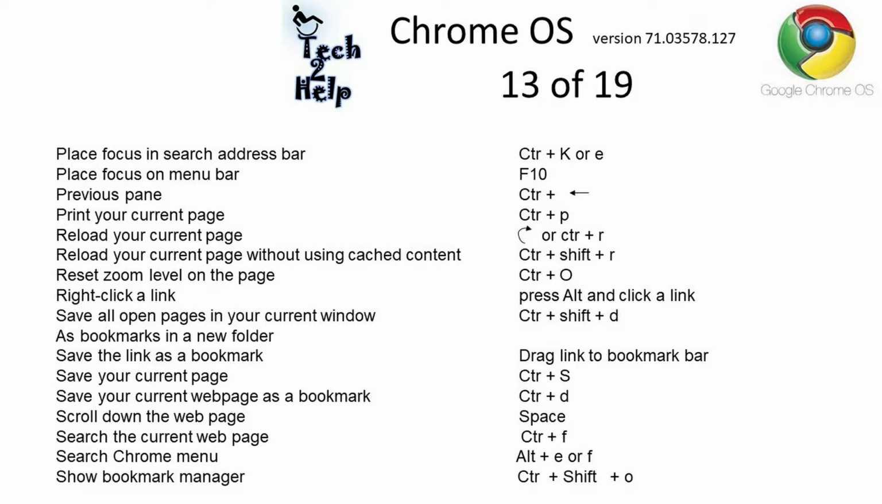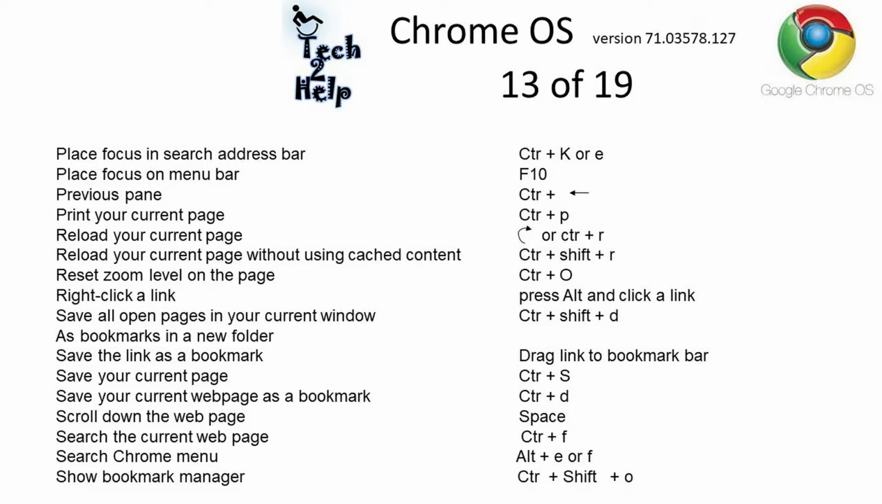Reset zoom level on the page: Ctrl plus 0. Right-click a link: press Alt and click a link. Save all open pages in your current window as bookmarks in a new folder: Ctrl plus Shift plus D. Save the link as a bookmark: drag link to bookmark bar. Save your current page: Ctrl plus S. Save your current web page as a bookmark: Ctrl plus D.